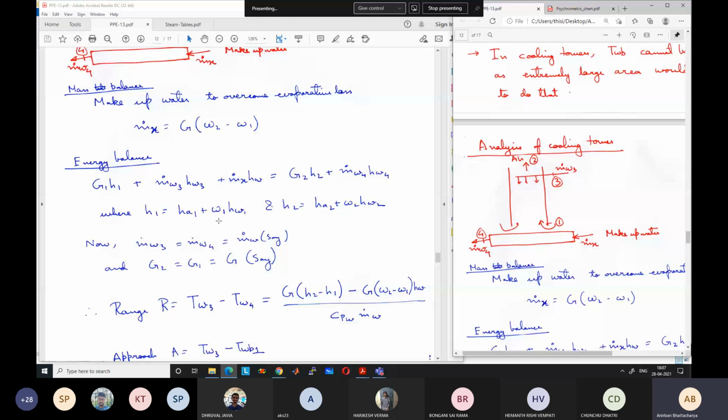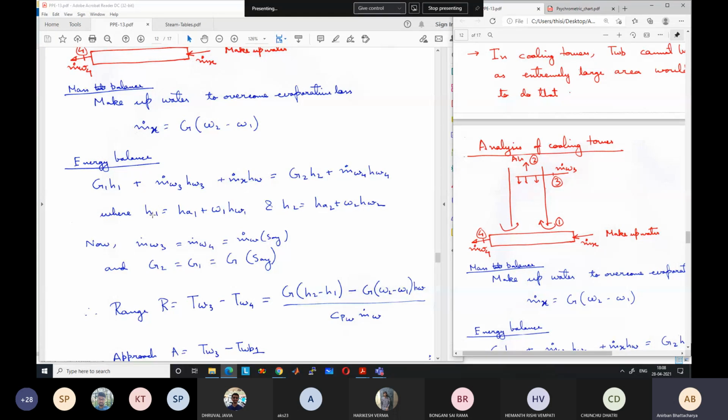Let me explain again. H1 is the enthalpy of wet air for 1 kg of dry air, not 1 kg of wet air. If you have 1 kg of dry air, what is the enthalpy of the wet air? So it is written as kilojoule per kg of dry air.